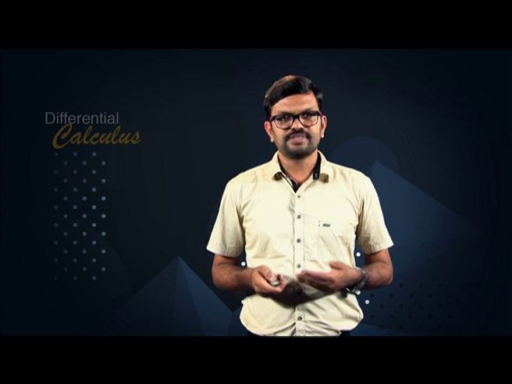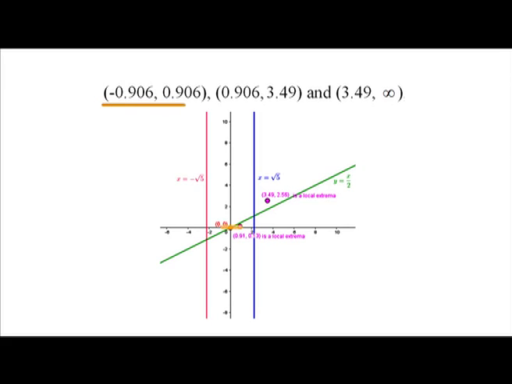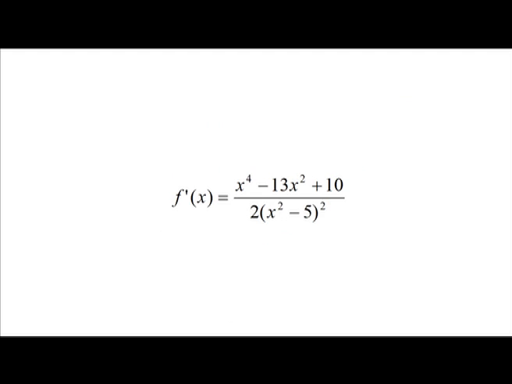Let us now analyze the rise and fall of the curve in the open intervals minus 0.906 to 0.906, 0.906 to 3.49 and 3.49 to infinity. We have f dash of x is equal to (x to the power 4 minus 13 x square plus 10) whole divided by 2 times (x square minus 5) square. This function is continuous for all x not equal to plus or minus root 5, and the derivative is 0 at x is equal to plus or minus 0.906 and plus or minus 3.49.